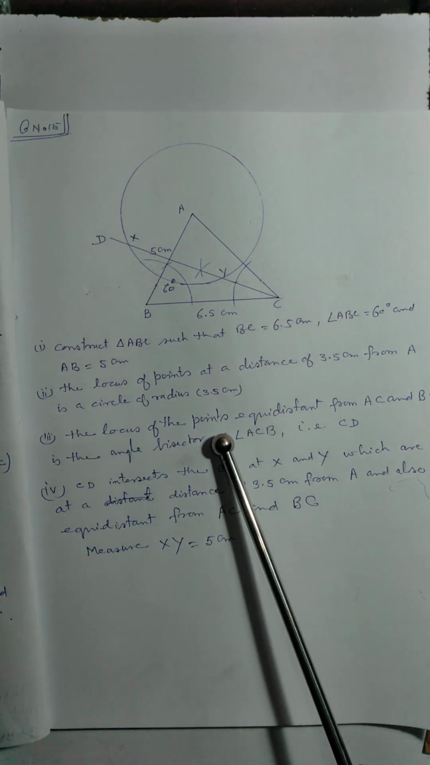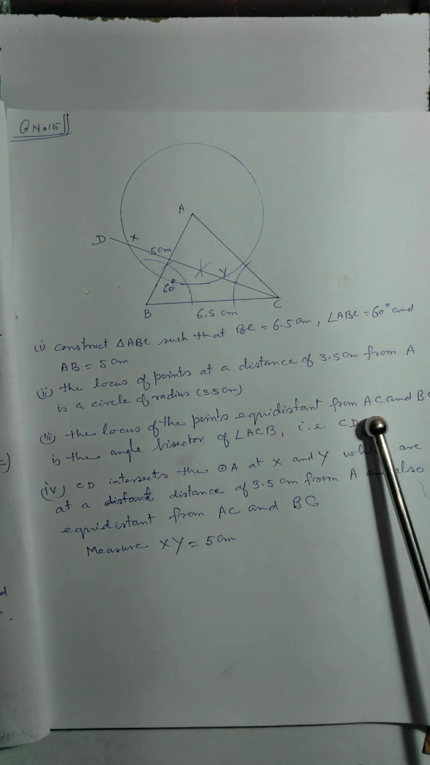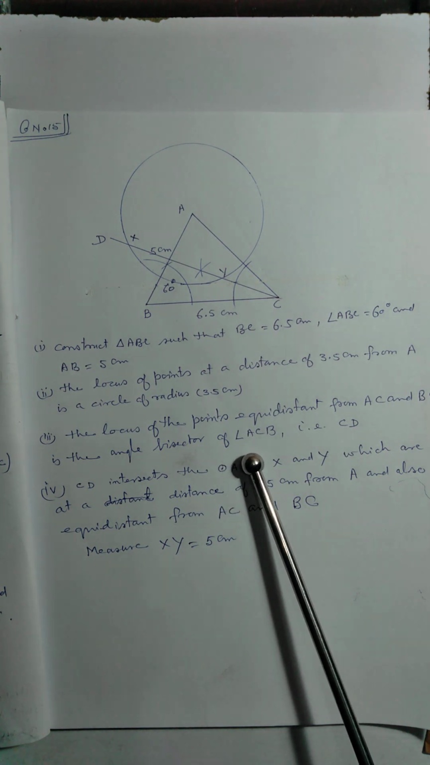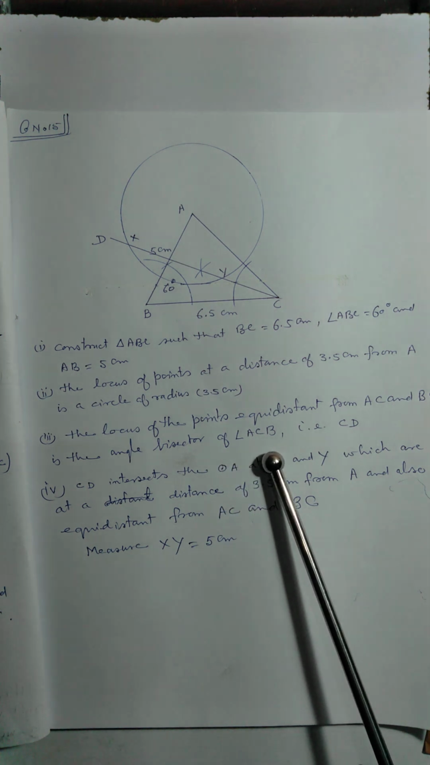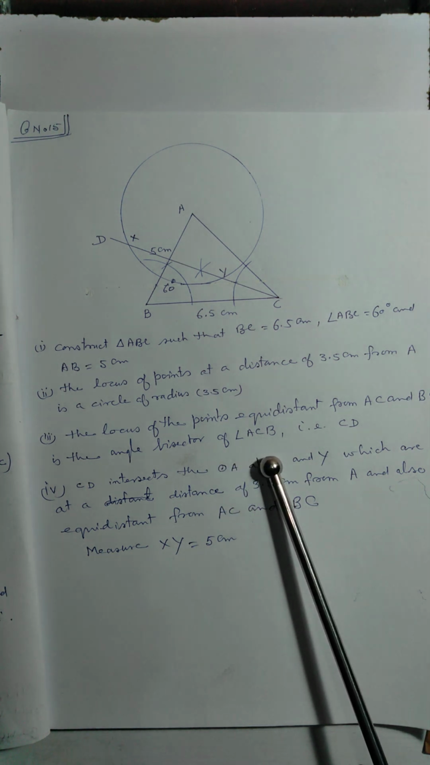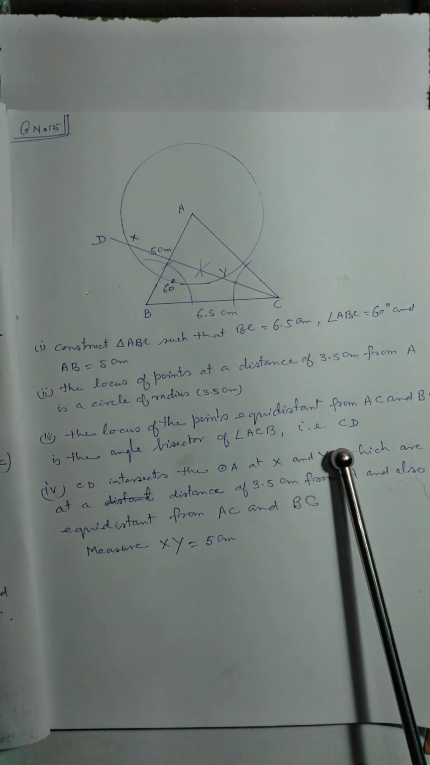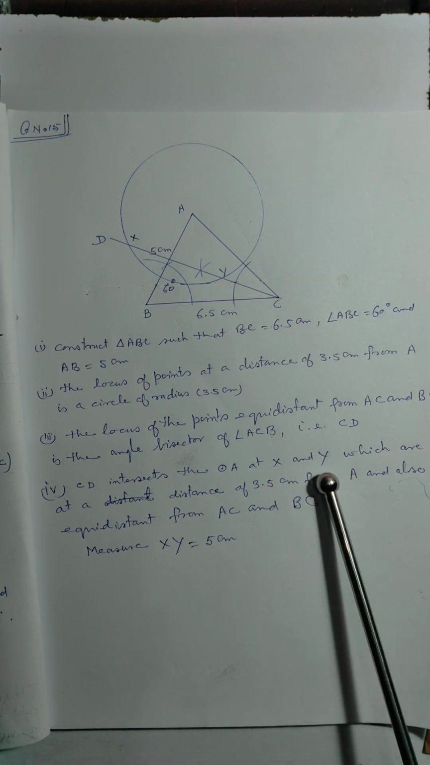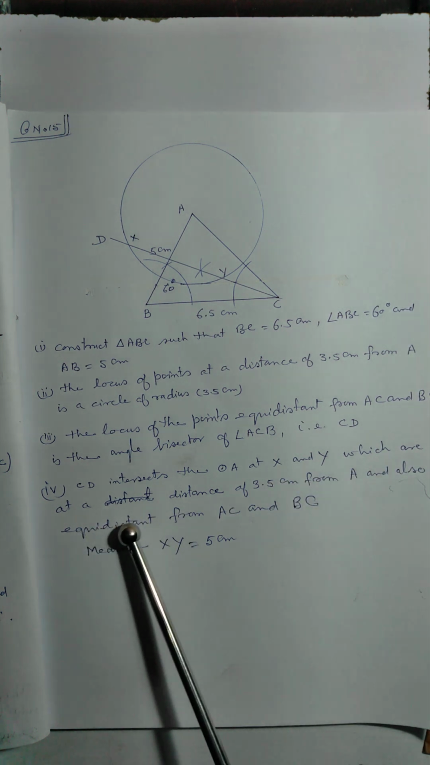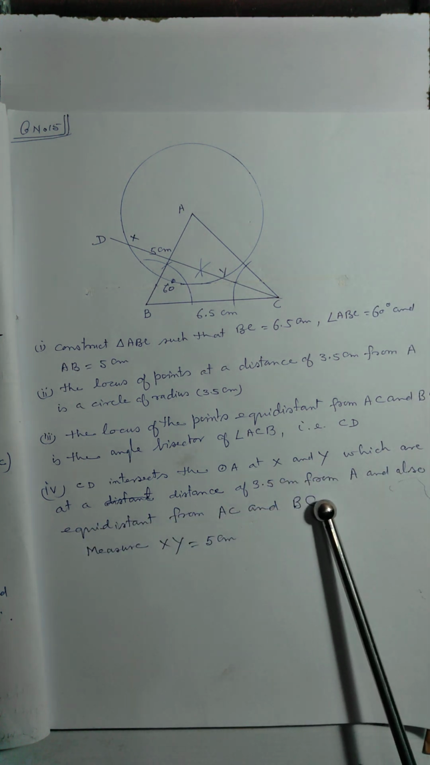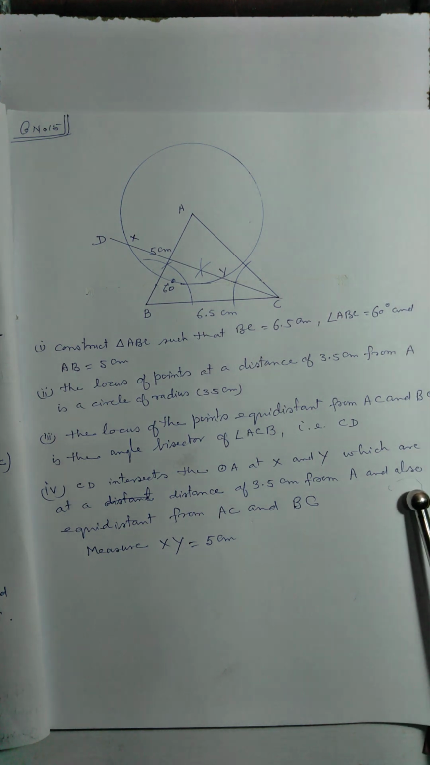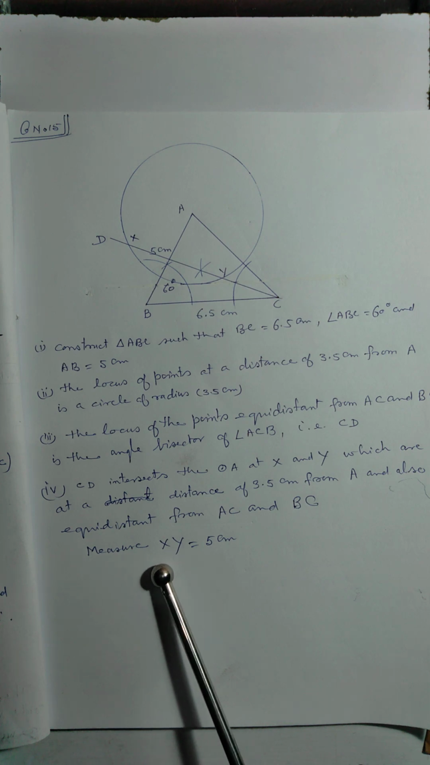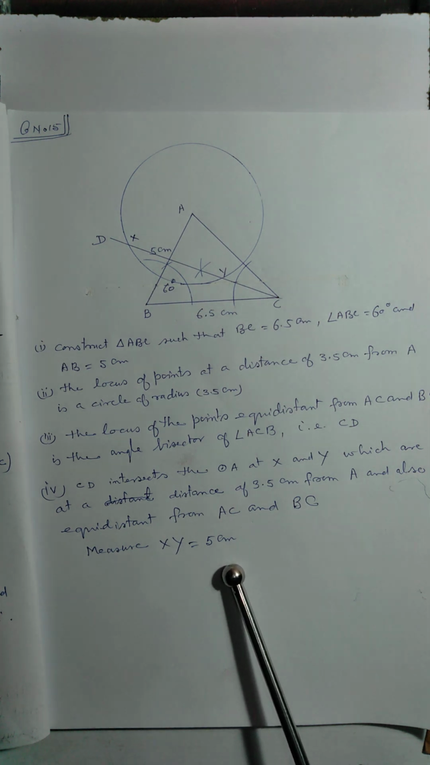The locus of the point equidistant from AC and BC is the angle bisector of angle ACB, that is CD. CD intersects the circle at X and Y, which are at a distance of 3.5 centimeter from A and also equidistant from AC and BC. Measure XY, that is equal to 5 centimeter.